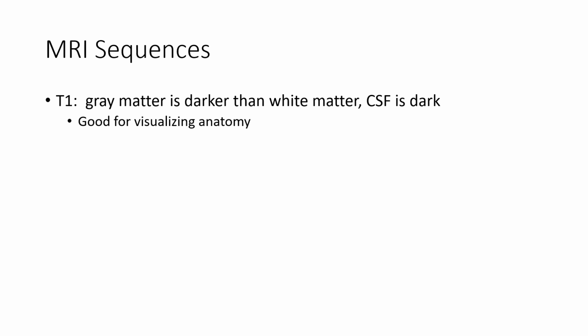So one of those sequences is called a T1. This is where your gray matter is going to appear darker than your white matter, and your CSF is also going to appear dark. This is often called an anatomical sequence. It's really great for visualizing normal anatomy or anatomical abnormalities.